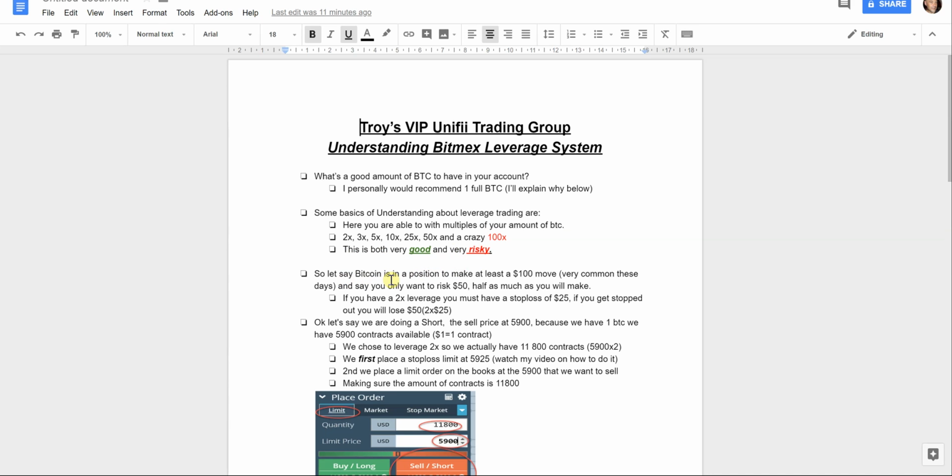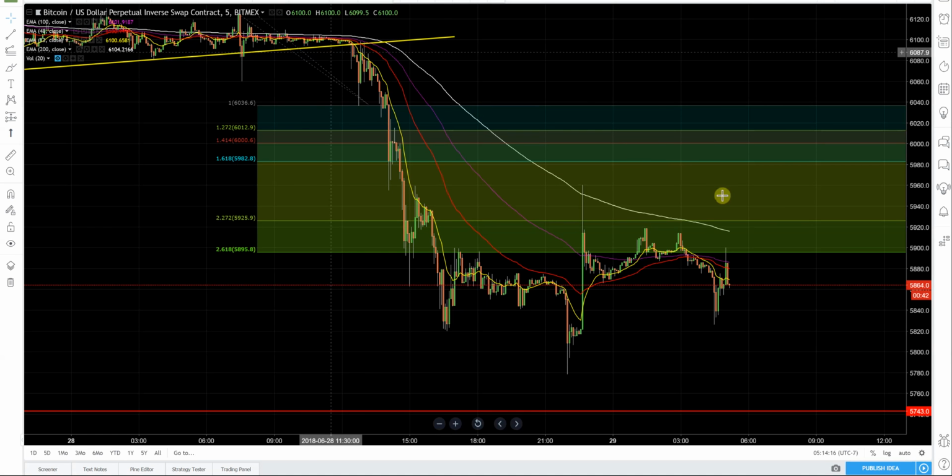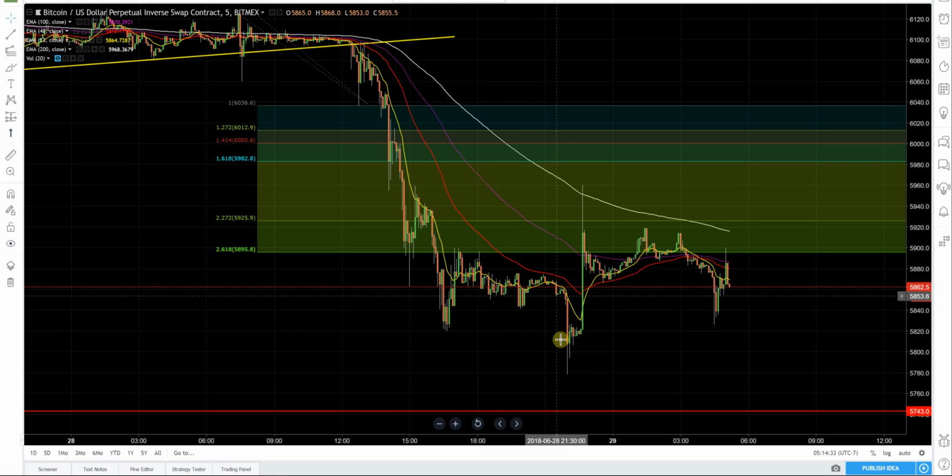So let's say you are in a position where you want Bitcoin to make at least a $100 move. All right, it's consolidated, which you can see here. Let's go over here. There's consolidation, and you know what? We've got a sell signal right around here. If you look, it's 58.66, and sure enough, it went all the way down, almost $100. So a $100 move in Bitcoin is not unrealistic. All right, let's go back up to our thing here.